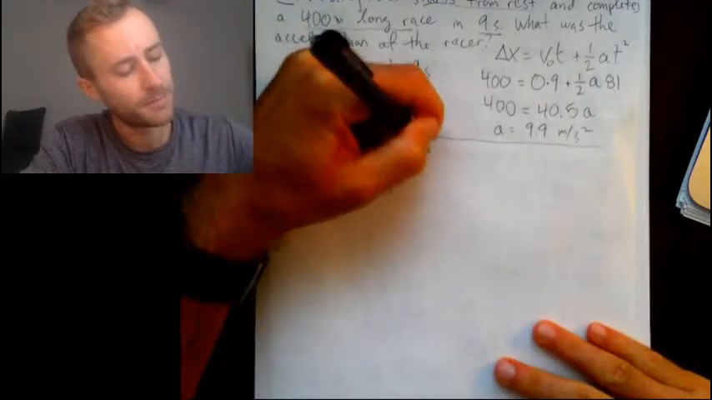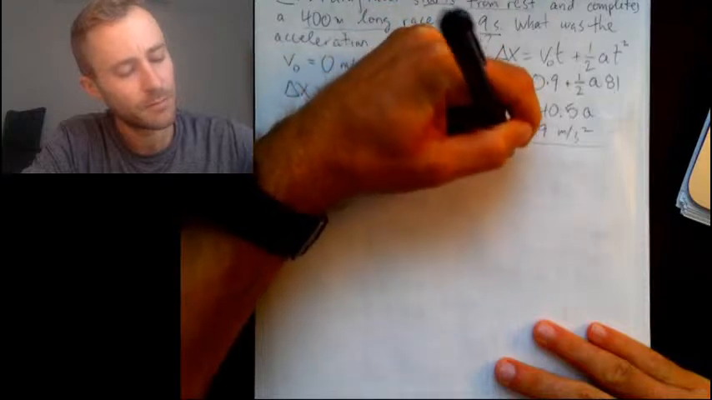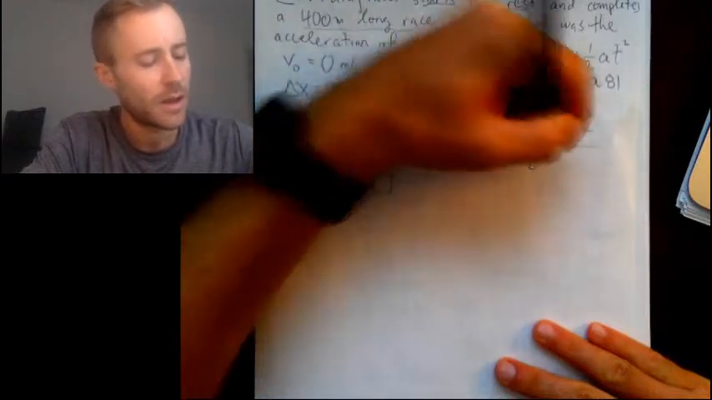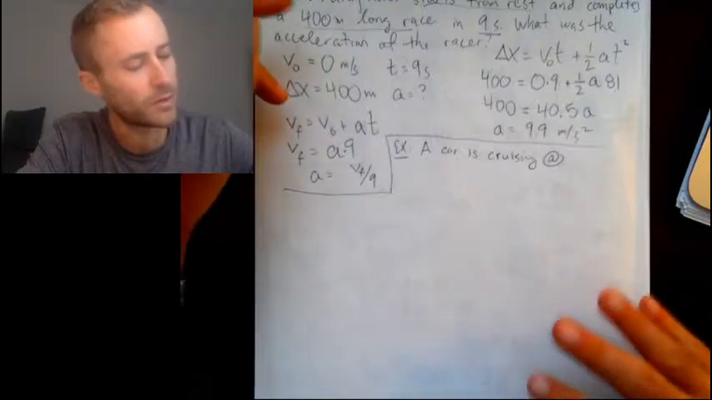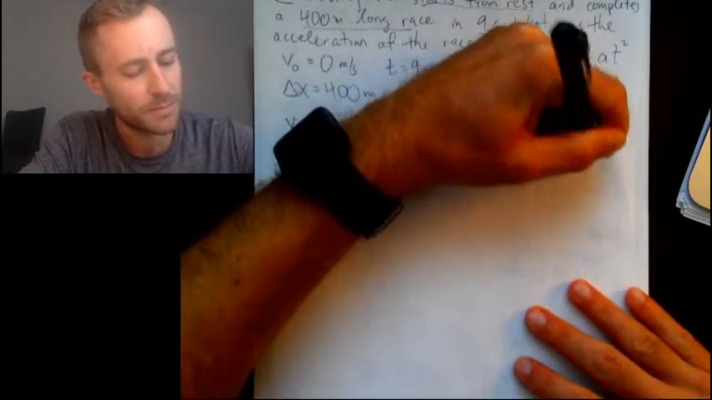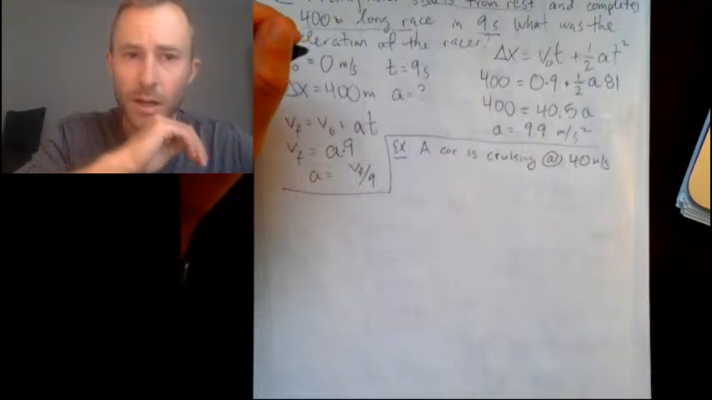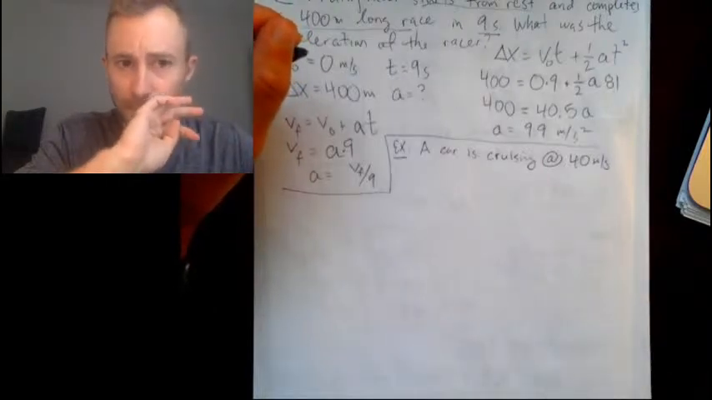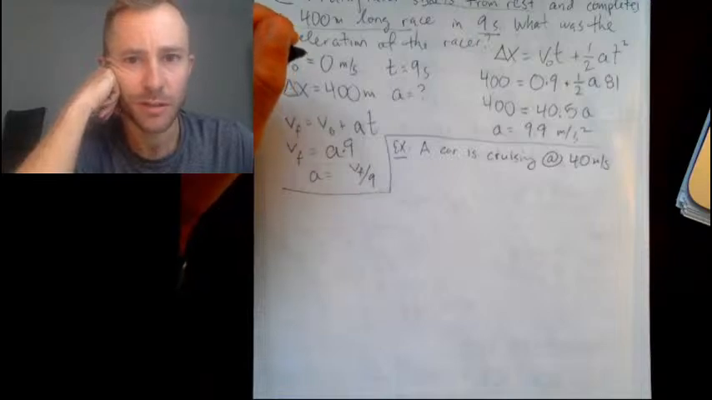A car is cruising at, let's say, 40 meters per second. That's quite fast. That's really quite fast. That's about 90 miles per hour.